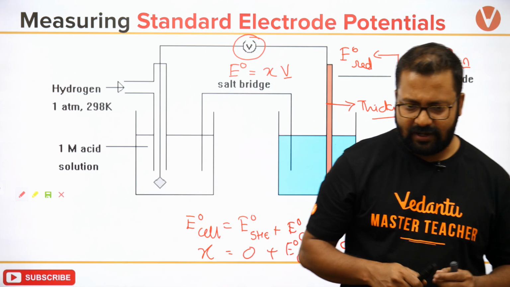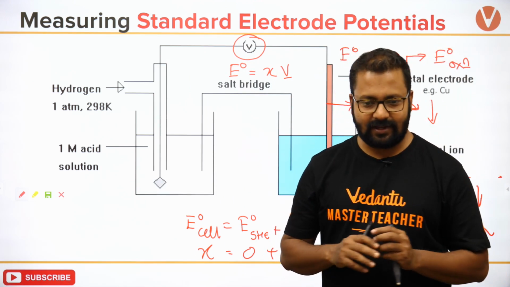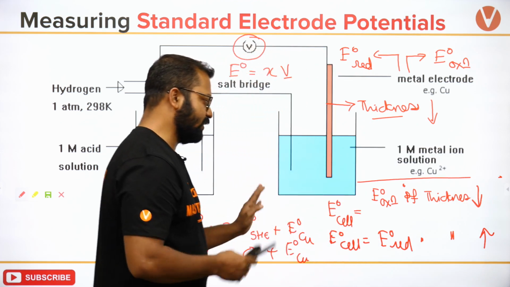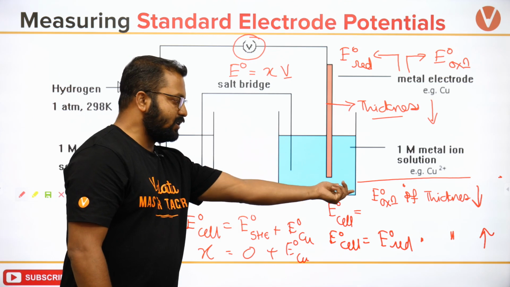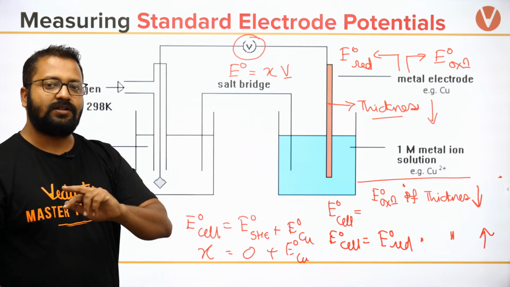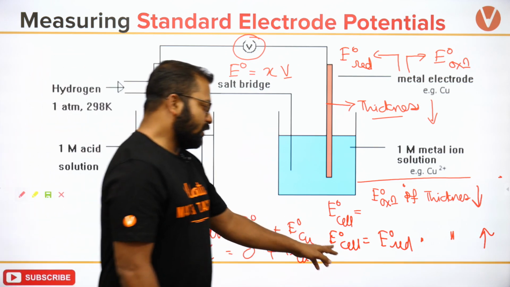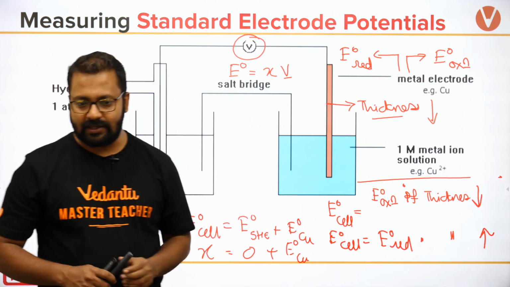Voltmeter, yes, it will measure. That's correct, whatever you are saying, Shiv, it's correct. So E0 of the cell will be measuring E0 of oxidation if the thickness of the metal strip is decreasing. E0 of the cell is measuring E0 of reduction if the thickness is increasing.